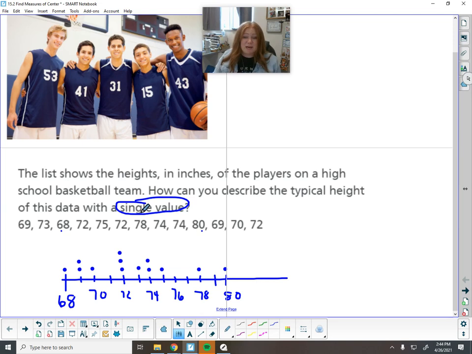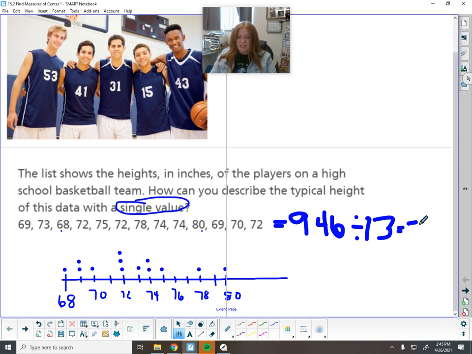So there's a few things I could say. I could summarize the typical height with the answer of 72 because that one happened the most often. I could add these numbers up, all 13 basketball players' heights. The total is 946 if I add those all up. And I could divide by 13. And that answer is 72.8. So if all the players could shift their height around, and some of the taller ones give to the shorter ones, they would all end up being 72.8. So that is our fair share.